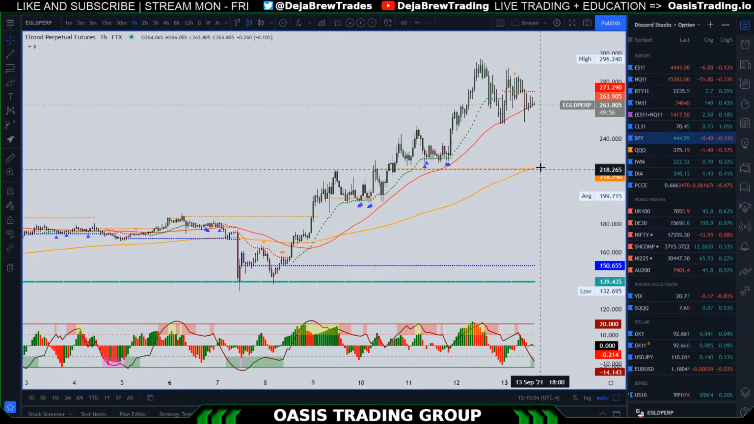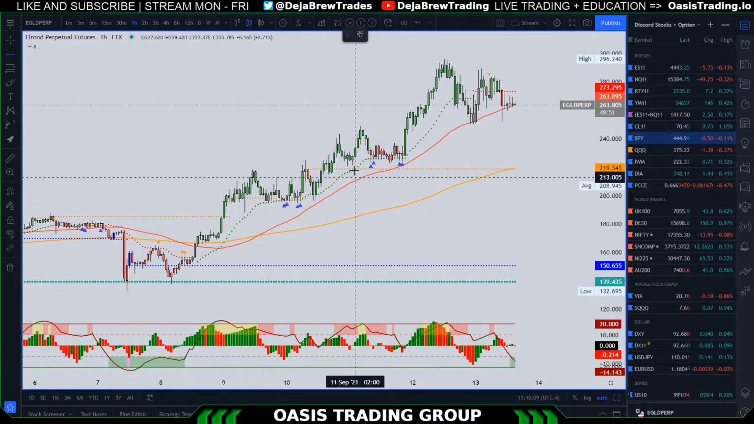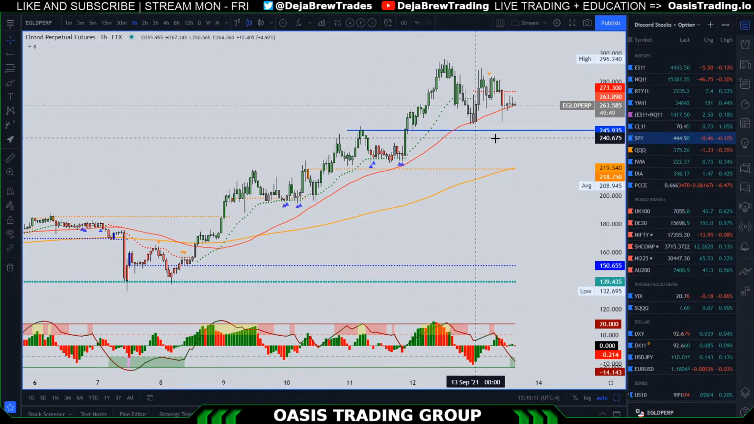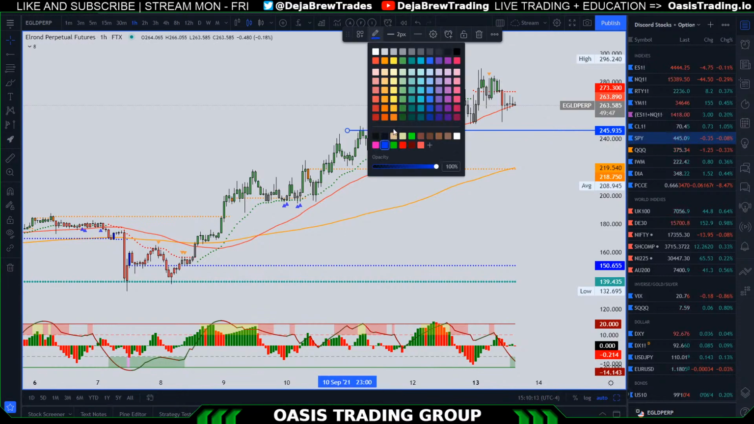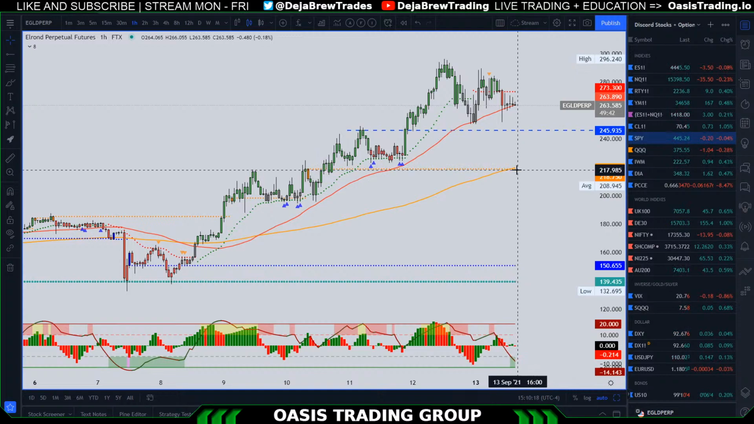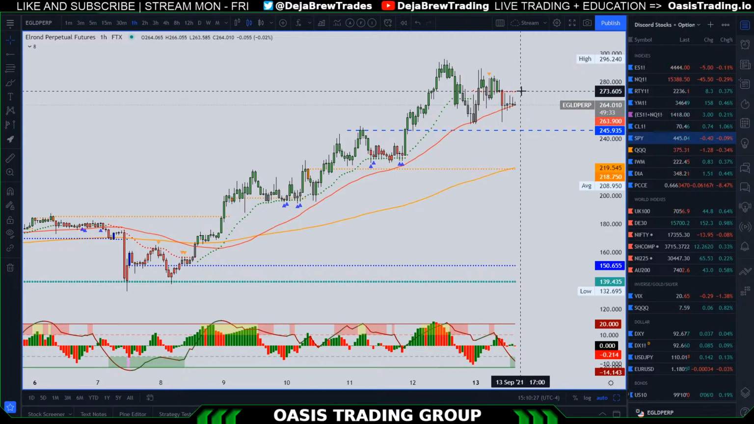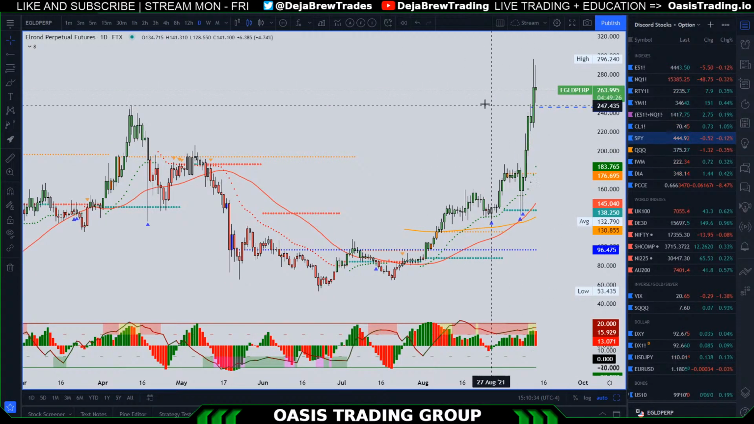If it does fail the 50, probably going to come back down to this little support flip right here. We had a little flip right there around, what is that, 245. Break that, could go down to the 200 EMA around 218. But for now, it doesn't look too bad. I wouldn't front run the 50 just yet. But if it pops above the trail, above like 273, looks pretty good. Getting a little toppy definitely on the daily.